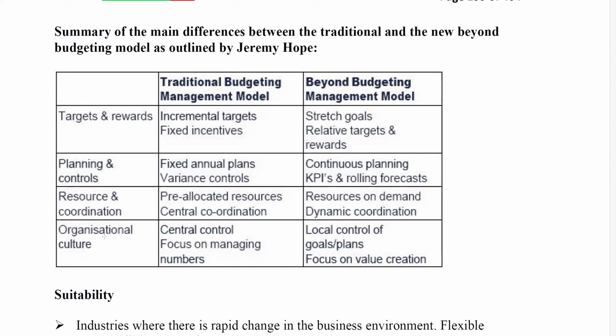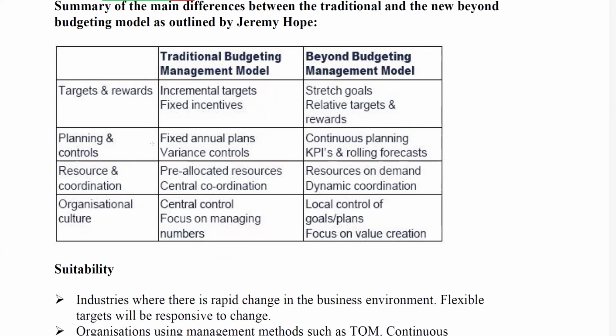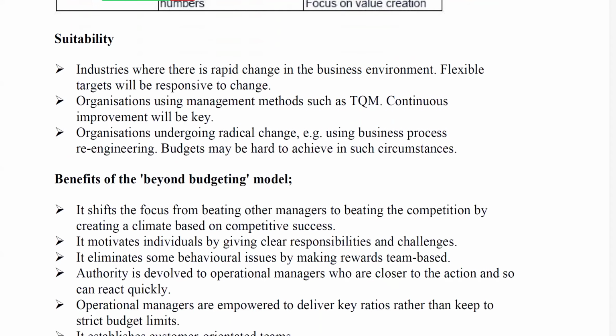And when it comes to organizational culture, in traditional budgeting systems, we have central control. We focus on managing numbers. But when it comes to beyond budgeting, there's a local control of goals and plans, and the focus is on creating value. So the whole thing is about the creation of value.